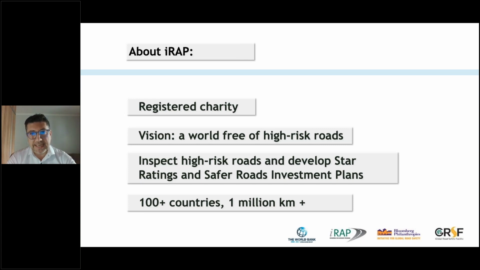And we dedicate our time to inspect high-risk roads and develop basically two products. One is the star ratings, and the second one is the safer roads investment plans, as you see on the screen. So far, we have been working in more than 100 countries around the world, and we have more than 1 million kilometers assessed with our system.